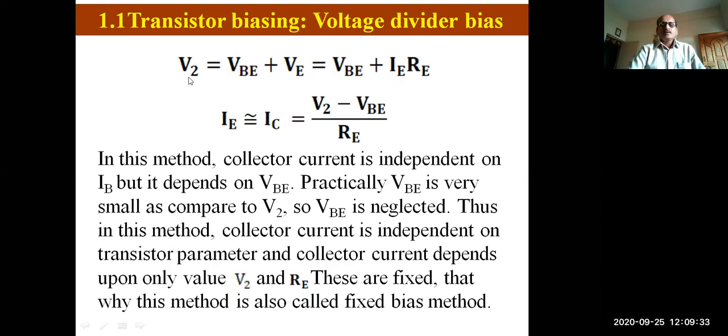As V2 is fixed, this increases, VB decreases. As VB decreases, base current decreases, which tends to bring the collector current back to its original value. Due to the temperature, collector current increases, and it can come back to the original value automatically. How automatically? Due to this resistance RE.